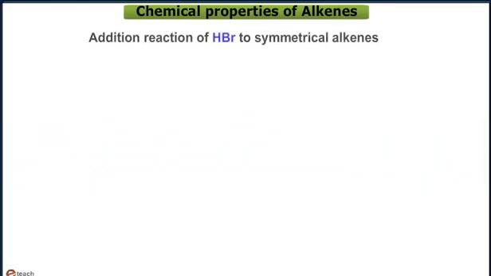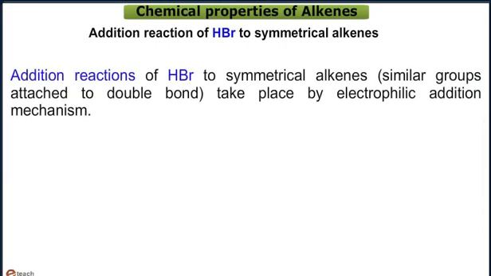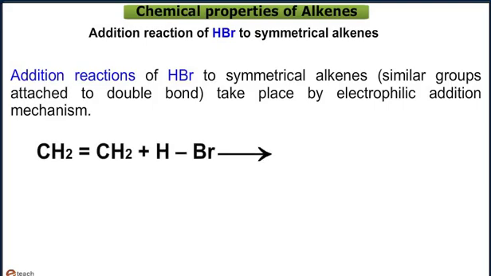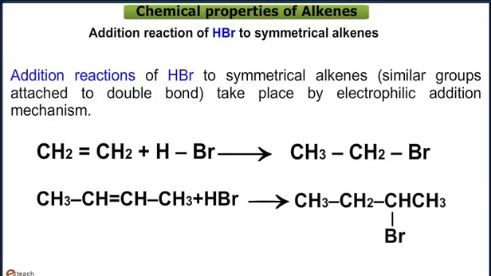Addition reaction of HBr to symmetrical alkenes. Addition reactions of HBr to symmetrical alkenes take place by electrophilic addition mechanism. Consider the reaction CH2=CH2 plus HBr gives CH3-CH2-Br. And also the reaction CH3-CH=CH-CH3 plus HBr gives CH3-CH2-CHBr-CH3.